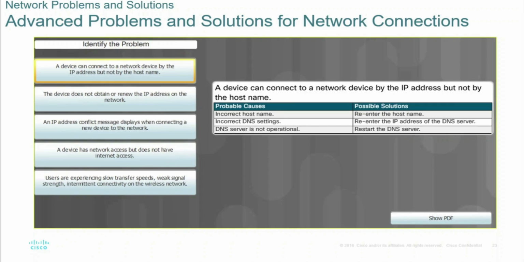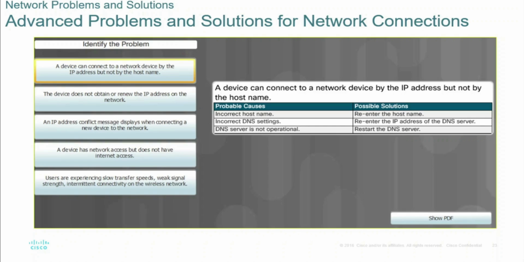The third one: an IP address conflict message displays when connecting a new device to the network. It simply means that you have two different computers with the same IP address. There is a computer called computer A and a different computer called computer B. Both computers have the same IP address. Then it will create a conflict message.